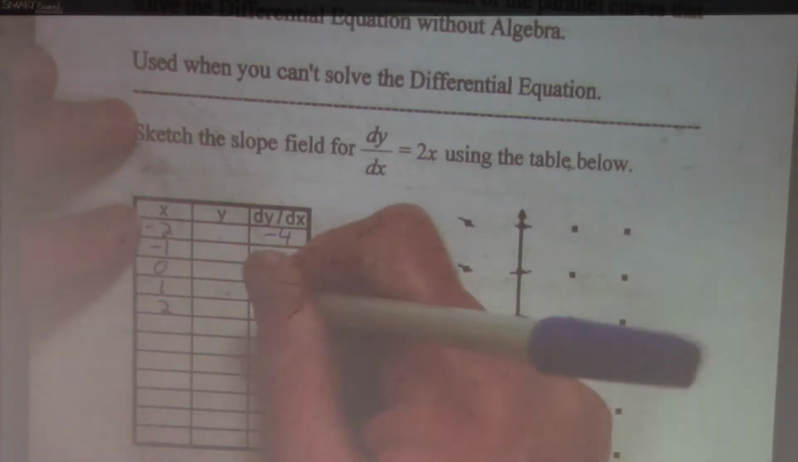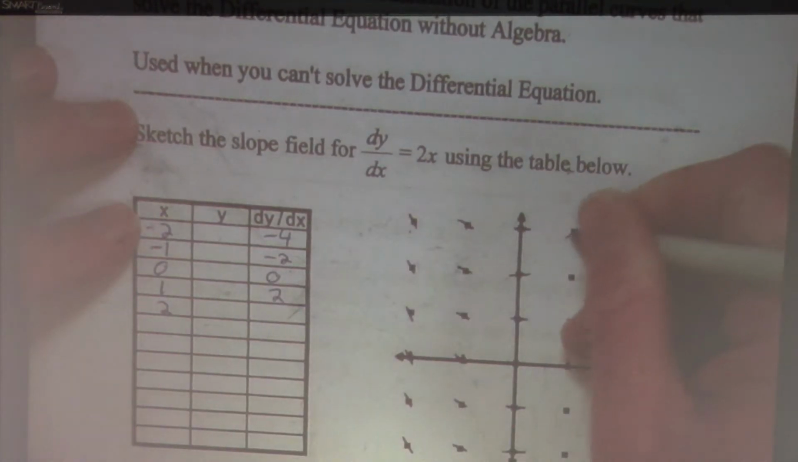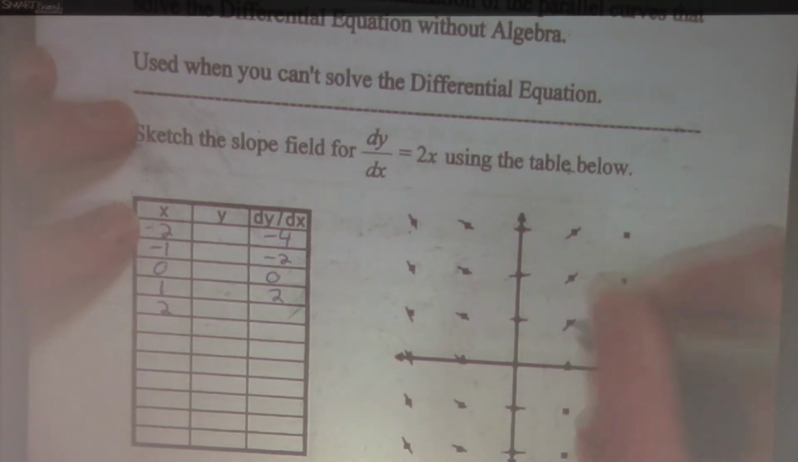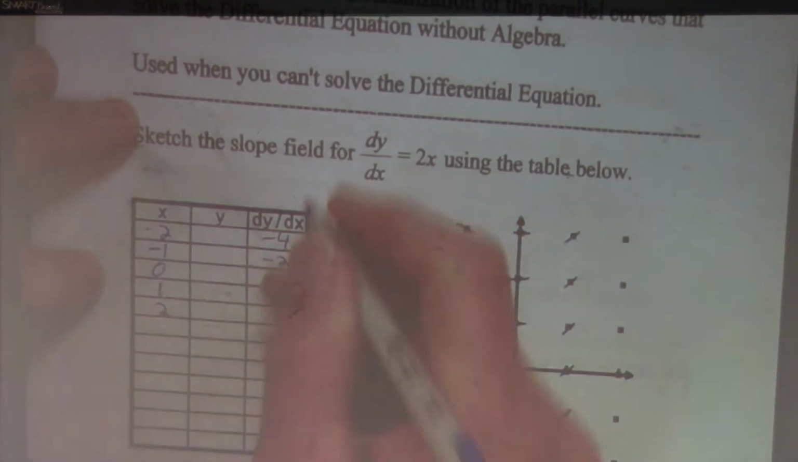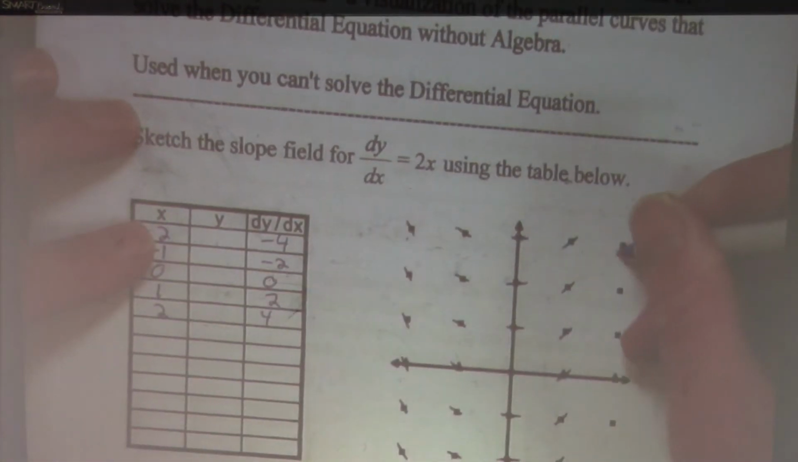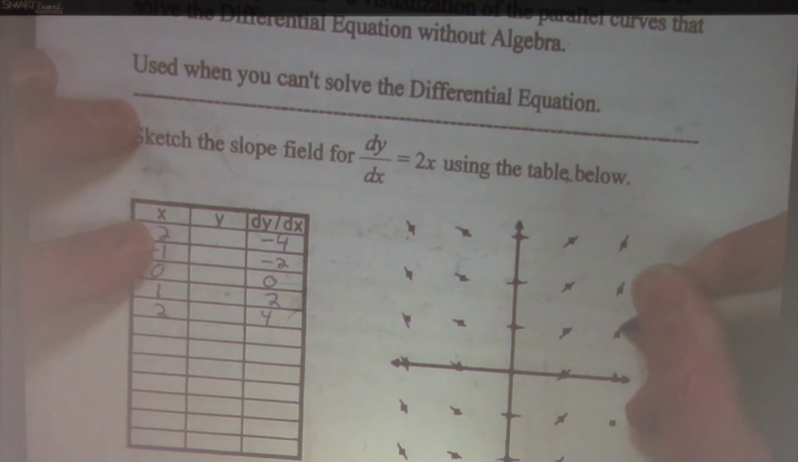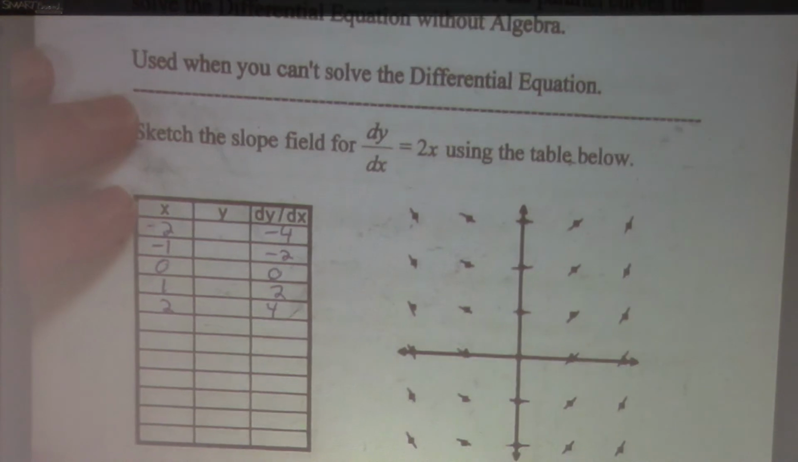And now when x is 1, I'm going to get +2. That needs to be a positive tangent line slope. And once again, a little bit closer to the parent function steepness. And knowing that when x is 2, I'm going to be back to that 4 again. And that needs to be the steepest, doesn't it? There is a creation of a slope field.